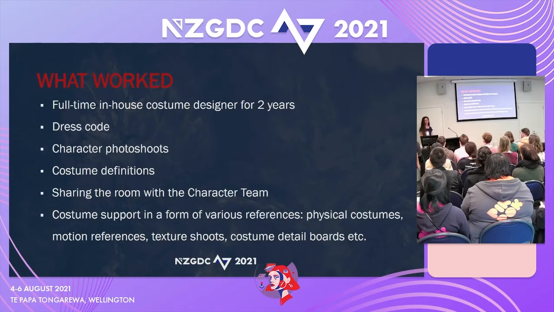So I provided costume support for the character team in various references: physical costumes, motion reference, texture shoots, costume detail boards, etc. And I would like to add that the Liosec response structure that I utilized for the script analysis should be added in this list, but it actually didn't work. There were too many changes to the characters to keep the bone structure updated, so I just adapted to working with the constantly modified character information.